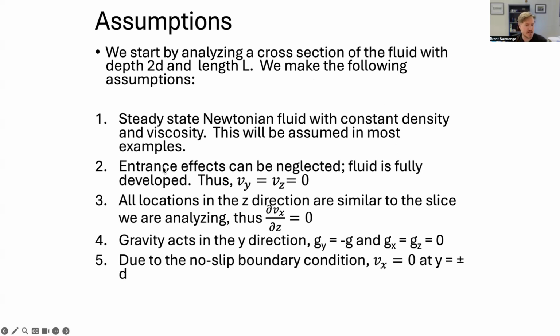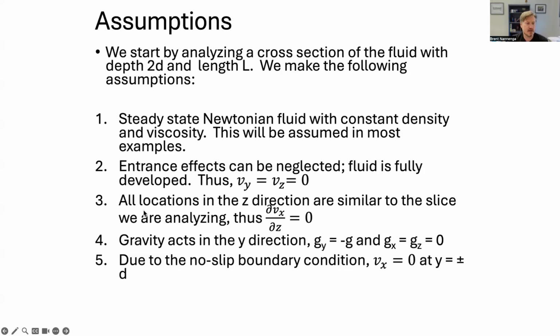The second assumption: entrance effects can be neglected. Basically, at the point that we're analyzing the fluid flow, the fluid is fully developed. So there are no entrance effects and no exit effects. We're just looking at the fully developed flow in the middle section of these two plates. Because of that, we're going to say fluid is only flowing in the x direction, so there's only velocity in the x direction. Vy and Vz are both 0.